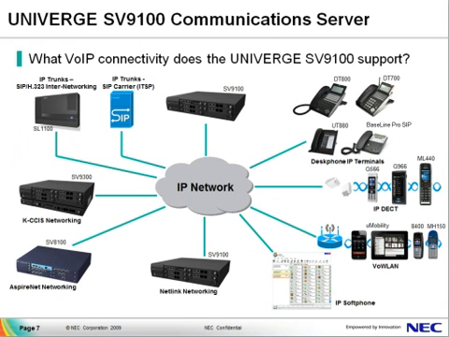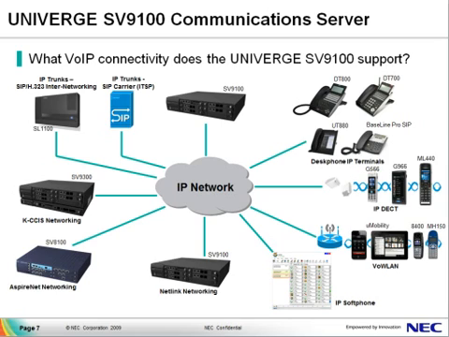So what Voice over IP connectivity does the UniVerge sv9100 support? An sv9100 connected to an IP network, as you can see from this slide, has a range of applications available to it. For example, we can use IP trunks to connect to an external SIP carrier, and with the new SIP multi-profile feature of the sv9100, we can now connect to two carriers at once on a single system. Also, using IP trunks, we can connect to a SIP-enabled PBX for internetworking, such as an SL1100.